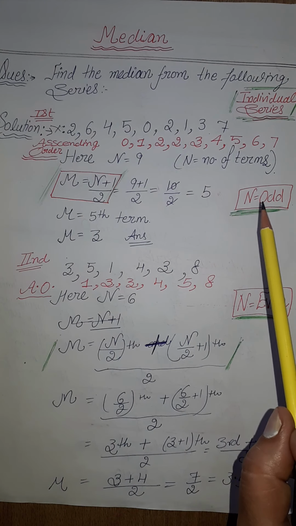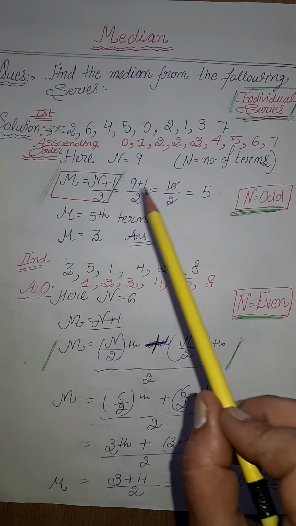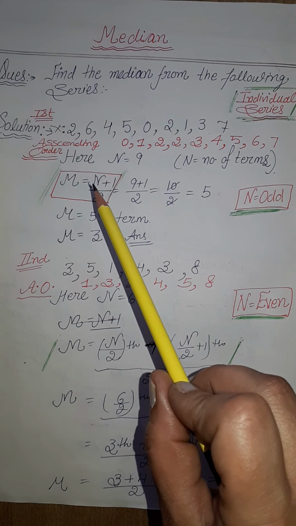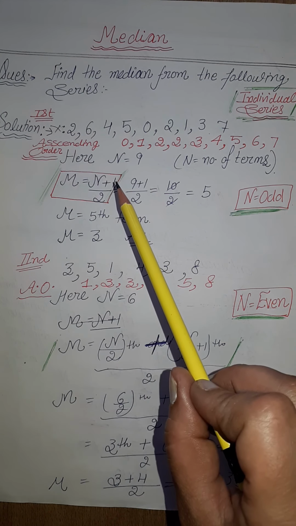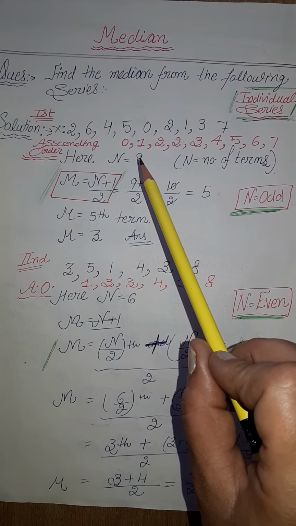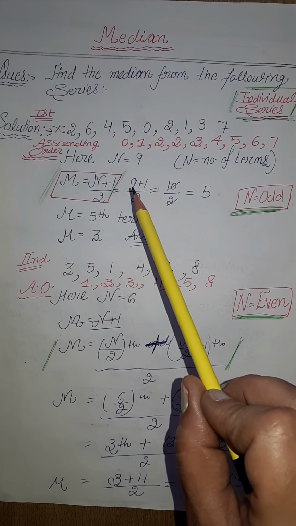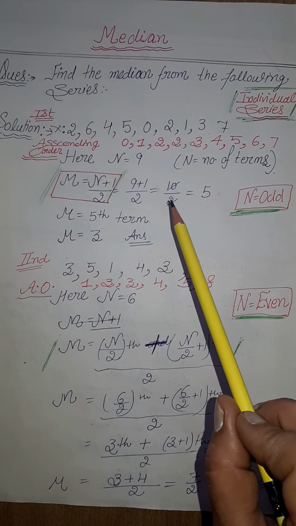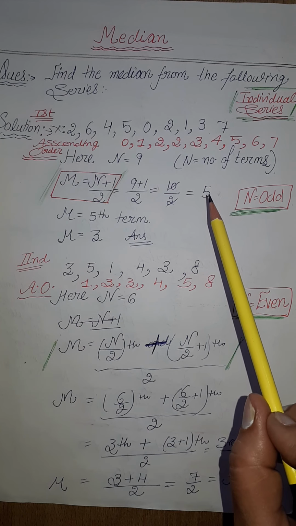Here, n is odd. So, we apply this formula: M is equal to (n plus 1) upon 2. We put the value of n, 9 plus 1, we get 10 by 2. After cancelling, we get the answer 5.